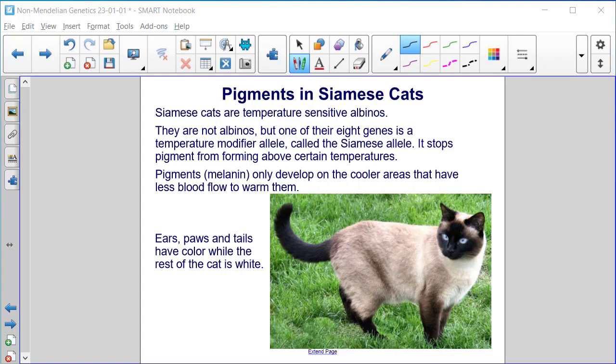Pigments in Siamese cats. Siamese cats are temperature-sensitive albinos. They are not albinos, but one of their 8 genes is a temperature modifier allele called the Siamese allele. It stops pigment from forming above certain temperatures. Pigments, melanin, only develop on the cooler areas that have less blood flow to warm them. Ears, paws, and tails have color while the rest of the cat is white.